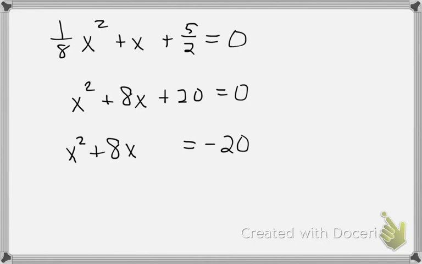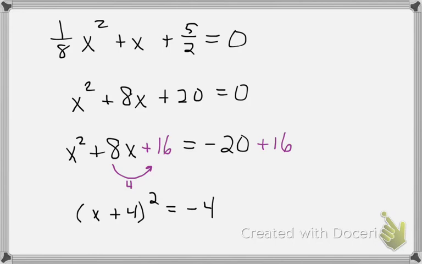What do I need to add to complete the square? Take 8, cut it in half, which is 4, square it. So I'm going to add 16. You guys agree? And if I add 16 on the left, add 16 on the right. So how does that perfect square trinomial now factor? Hint, I wrote it. Just have to read. X plus 4 quantity squared. Negative 20 plus 16, on the other hand, is negative 4.